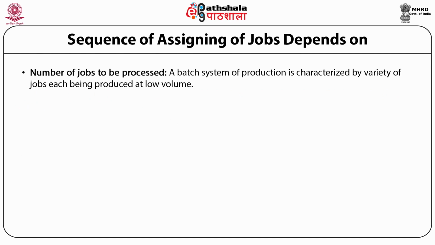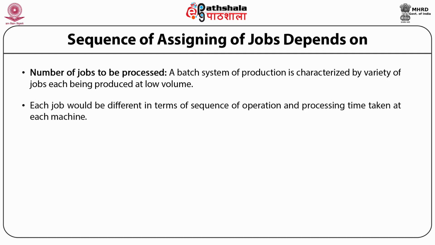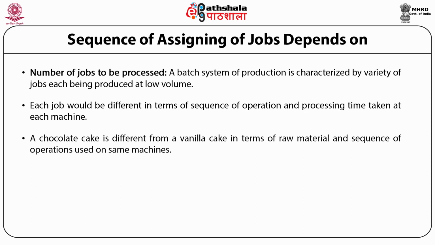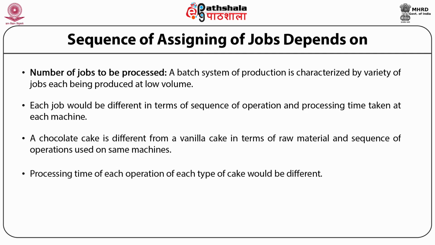A batch system of production is characterized by variety of jobs, each being produced at low volume. Each job would be different in terms of sequence of operation and processing time taken at each machine. Cake manufacturing is an example of batch system of production. A chocolate cake is different from a vanilla cake in terms of raw material and sequence of operation used on same machine. Processing time of each operation of each type of cake would be different.